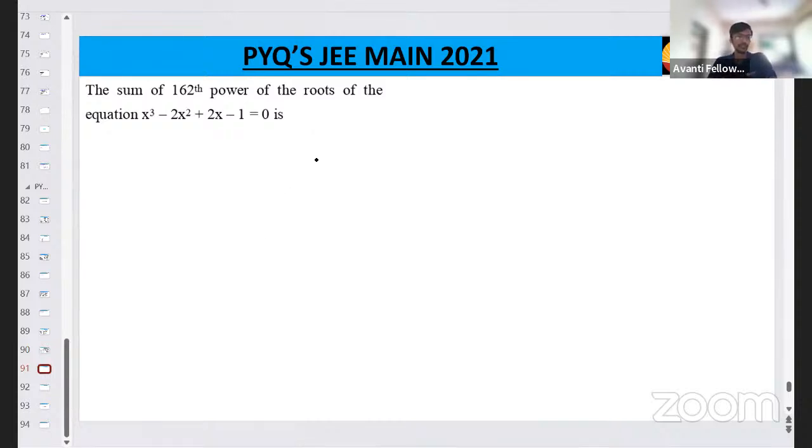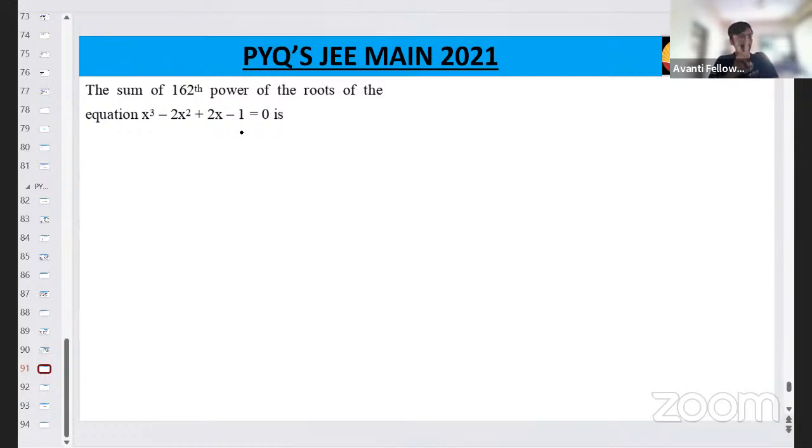So एक और interesting question हमारे पास है, which is the sum of 162th power of the roots of the equation. Just give me 1 minute, guys. मैं पानी पी लेता हूँ, आप लोग भी पानी पी लो. Got it? And the question is in front of you. You can try as well. So it is better कि आप try करें.